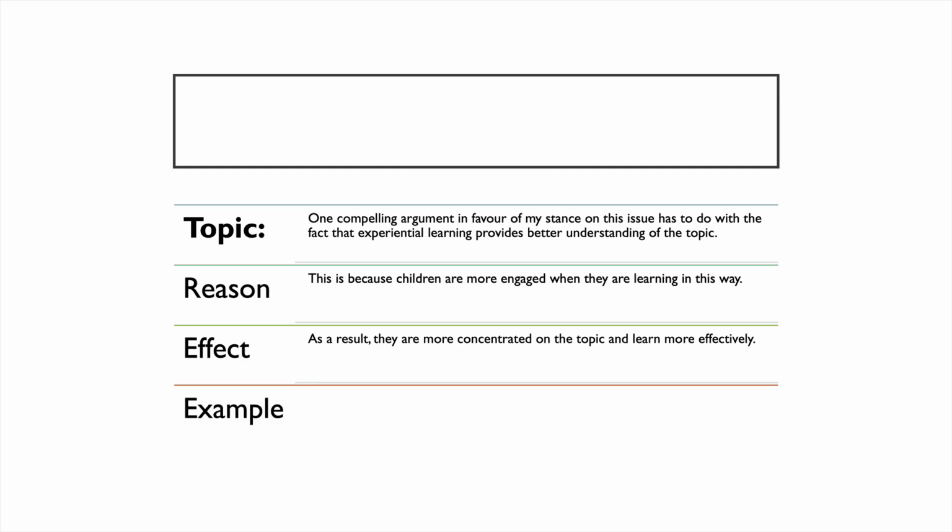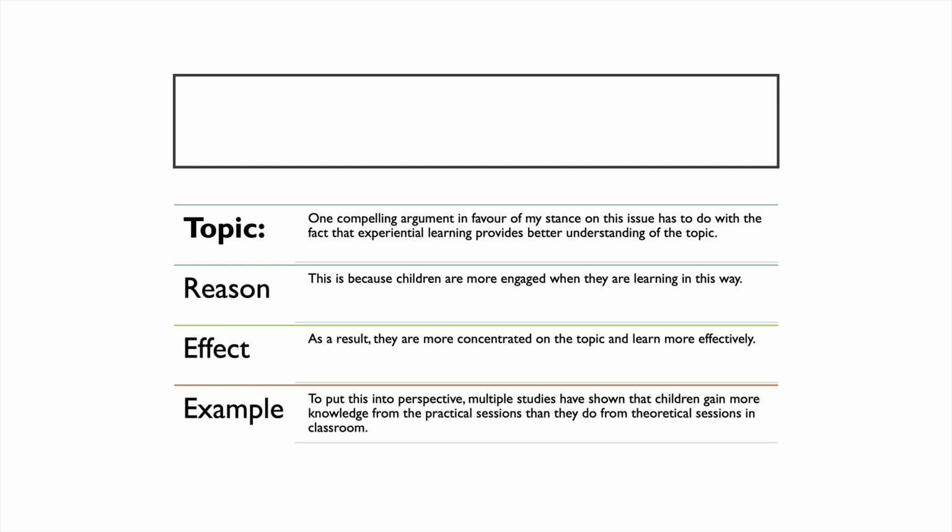Example: now in the example, try to incorporate all these three things: topic, reason, and effect. That way your example looks more relevant and more impressive as well. To put this into perspective, multiple studies have shown that children gain more knowledge from the practical sessions than they do from theoretical sessions in classroom. So you can see this example is actually including the ideas from both topic, reason, and effect. So this is how you expand your idea by using TREE formula.